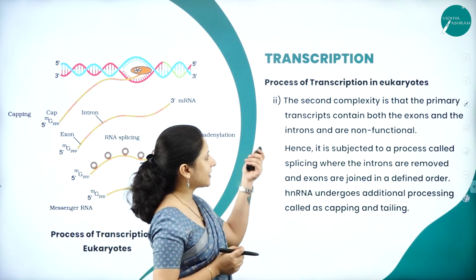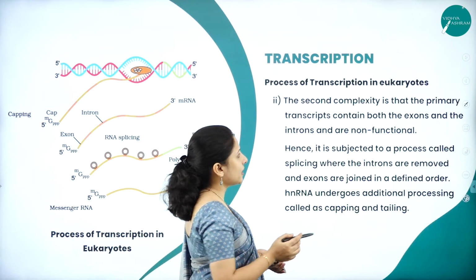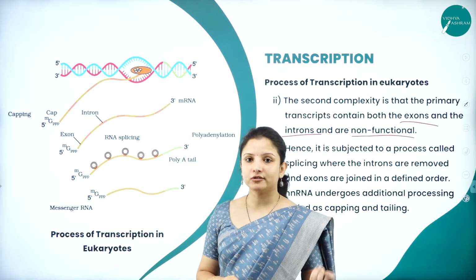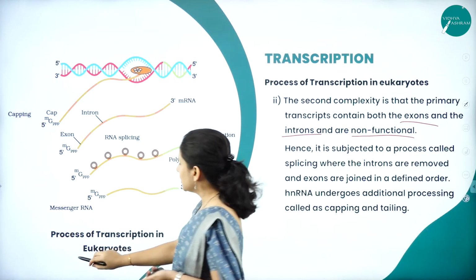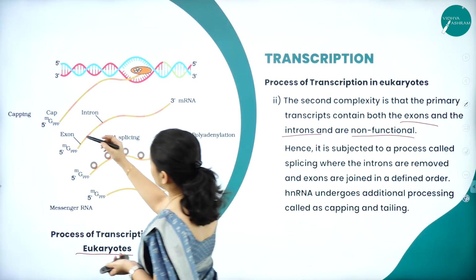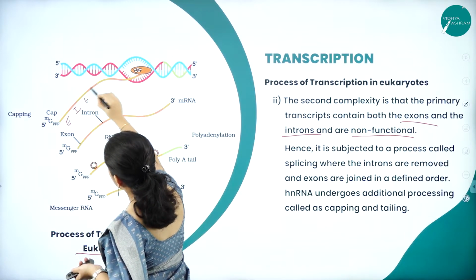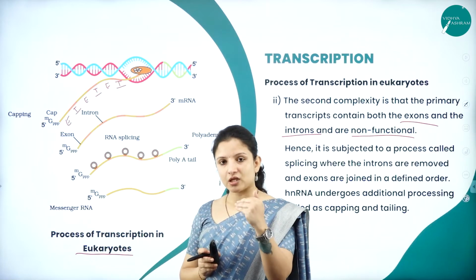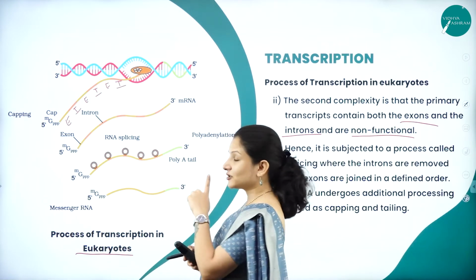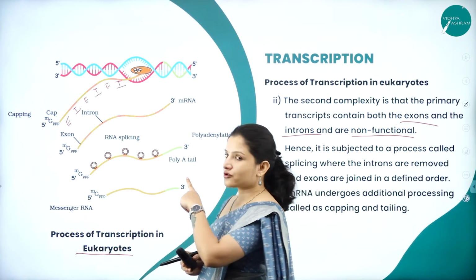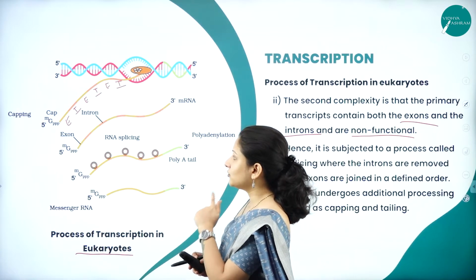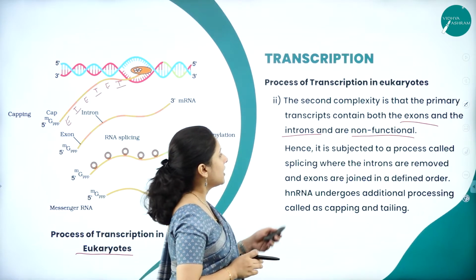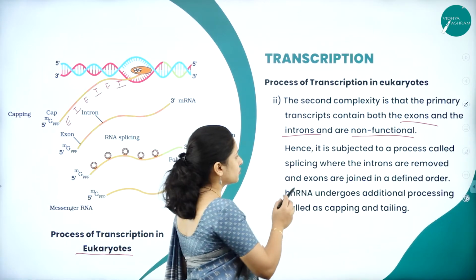Now moving further, the second complexity is that the primary transcript will contain both the exons and the introns. Exons are functional, introns are non-functional. Exons are coding, introns are non-coding. As you can see here, this is the process of transcription in eukaryotes. They are made up of exons and introns, exons, introns, exons and introns. Once the nascent mRNA comes out of the DNA strand after termination, in eukaryotes it will contain both exons and introns, that is the coding and the non-coding sequences. Now these exons and introns have to be processed. What happens there? We shall look into. First, splicing should occur. Hence it is subjected to a process called splicing.